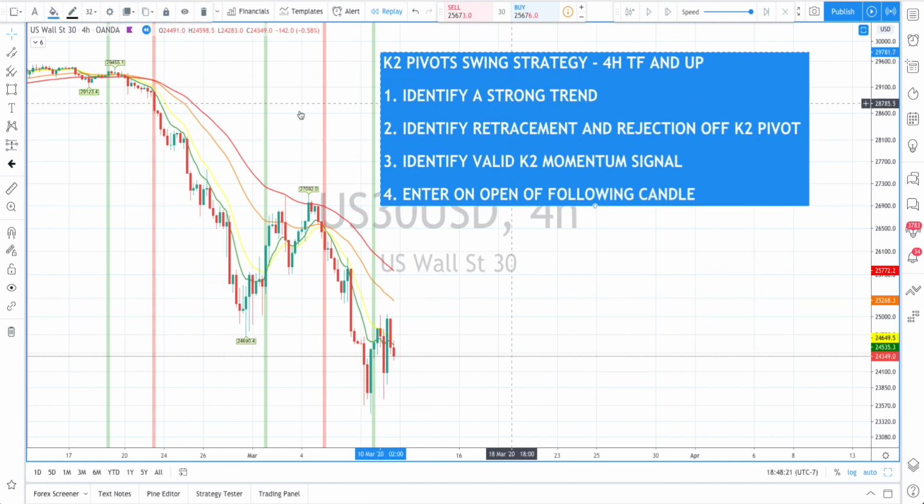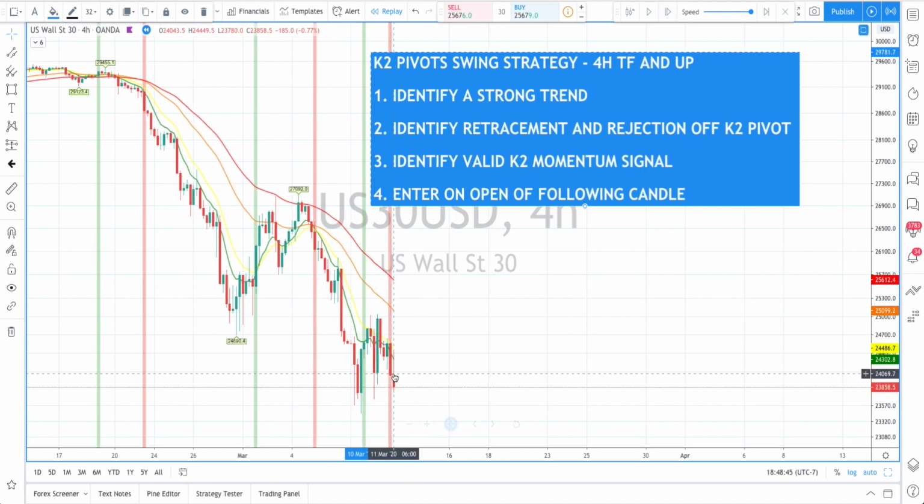We've identified a strong trend downwards. We've identified a retracement upwards and a rejection off the K2 pivot. So once those two requirements are met, next you want to identify a valid K2 momentum signal. So let's move forward. Now, after the two requirements are met, we're just waiting for a sell signal because we're taking a trade in the downwards direction. Okay, right here we have a sell signal. So let's go over the requirements again.